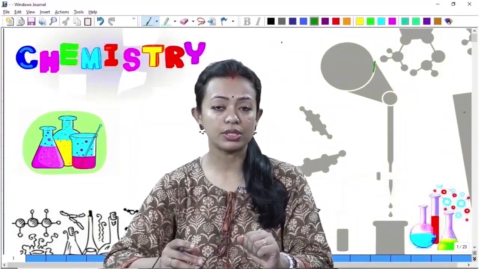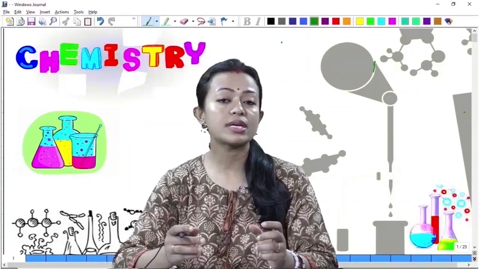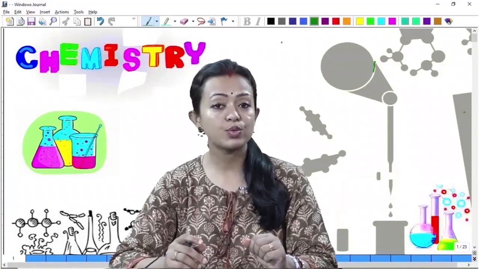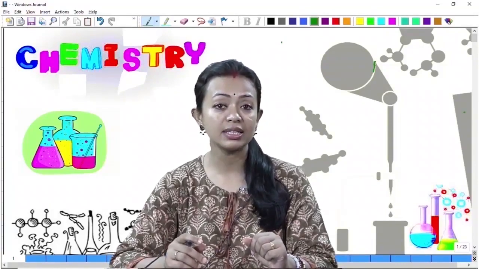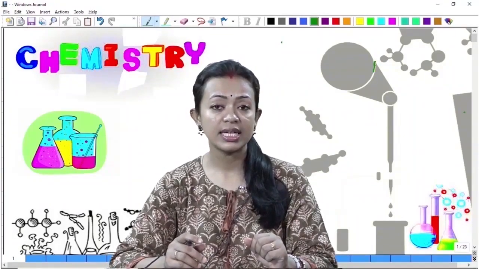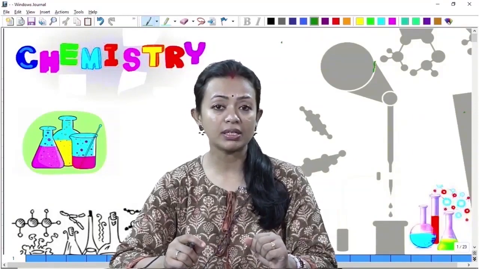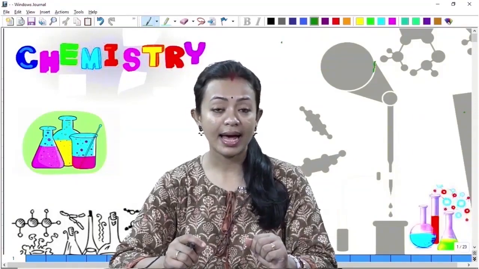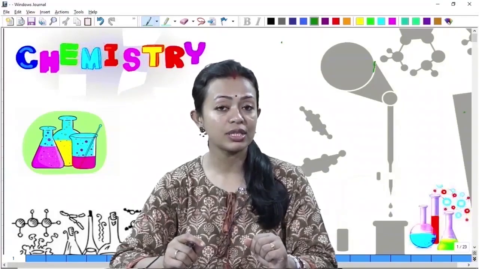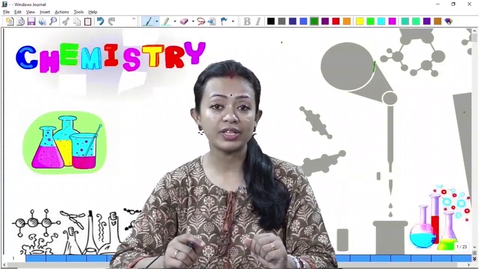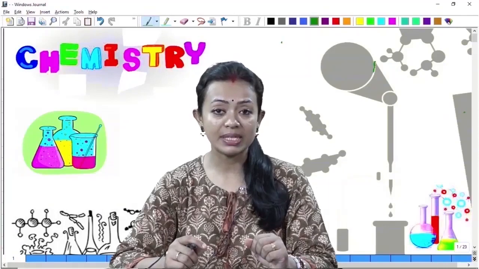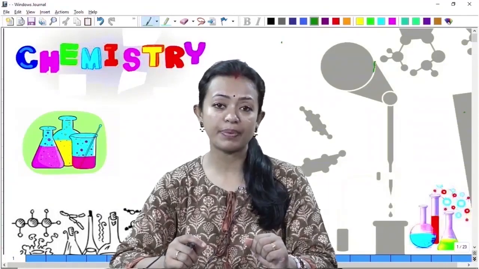Then we also studied heterogeneous mixtures. In heterogeneous mixtures, we have two kinds, the suspension and the colloid. Suspensions have suspended particles throughout the bulk, and the size of the particles is comparatively large, greater than 100 nanometers. Because of their large size, they can be seen and are thus separable through filtration.